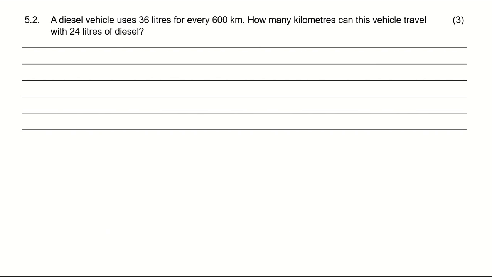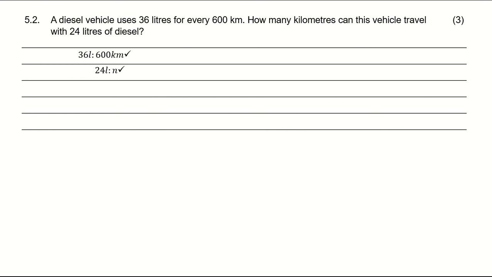Now, a diesel vehicle uses 36 liters for every 600 kilometers. So this will be 36 liters is to 600 kilometers when you compare the ratio. Now they're asking you how many kilometers can this vehicle travel with 24 liters. They're giving you liters and they want kilometers. So the kilometers will be n.